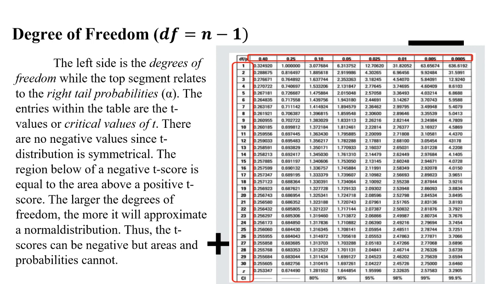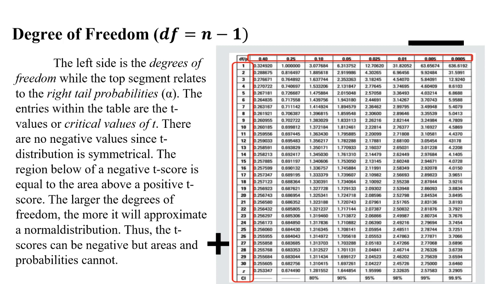Let's have the degree of freedom, wherein the formula is df, which is your degree of freedom, equal to n, which is your sample size, minus 1. The left side is the degrees of freedom, while the top segment relates to the right tail probabilities, that is your alpha. I'm talking about the table shown in the slide.